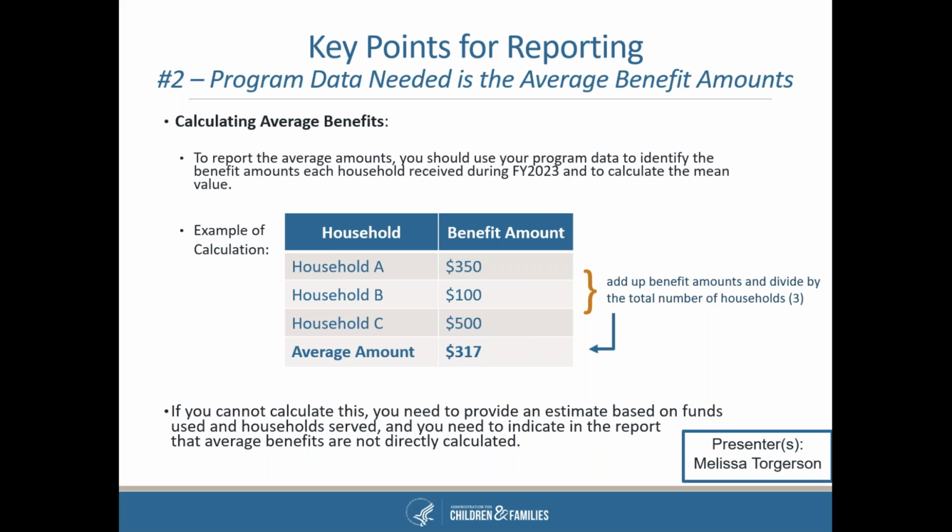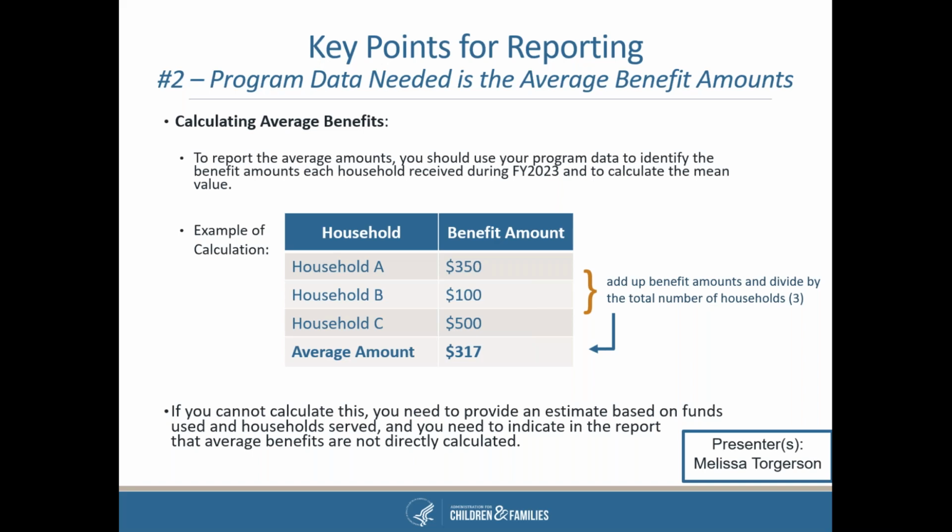So calculating average benefits, to report on those average benefit amounts, you should use your program data to identify the benefit amounts each household received during FY 2023. And this is a calculation. For example, in heating assistance, if you had 3 households that got assistance, you would add up their benefit amounts and divide it by the total number of households. So it's a straight average.